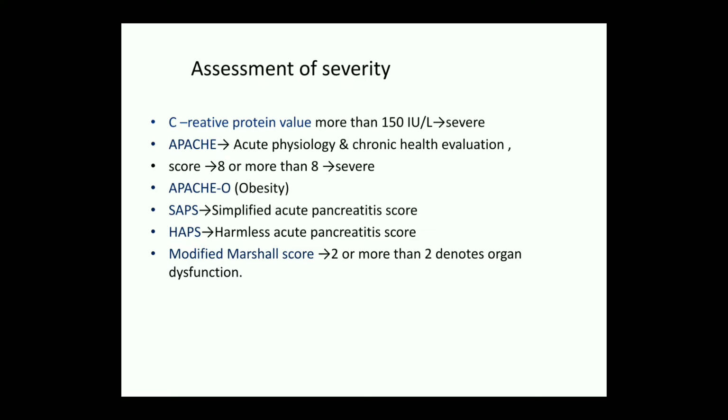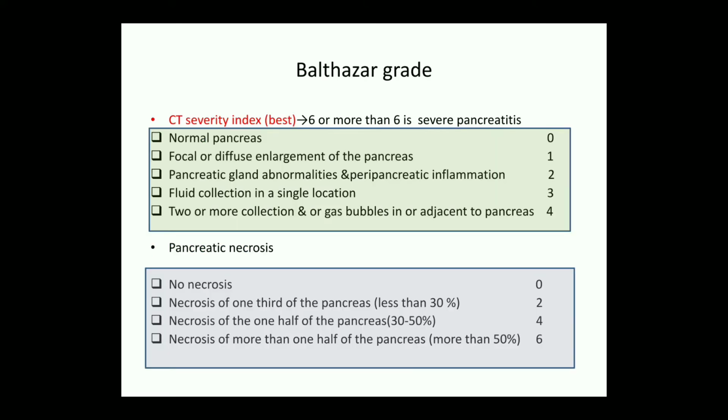And there is the SAP score, which is the Simplified Acute Pancreatitis score, the HAP score, which is the Harmless Acute Pancreatitis score, and the modified Marshall score, where a value of 2 or more than 2 denotes an organ dysfunction. So in order to check for organ dysfunction, we use the modified Marshall score.